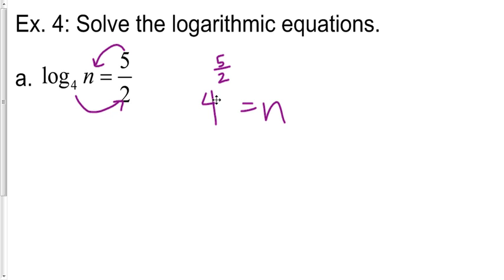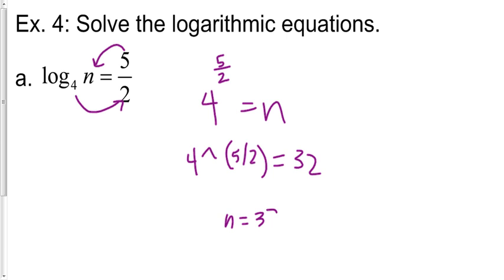Well, this is a really easy calculation. On your calculator, you'll type in 4, hit the power key, then use parentheses to the 5 halves power, and we get 32. So n equals 32. The equation is solved.